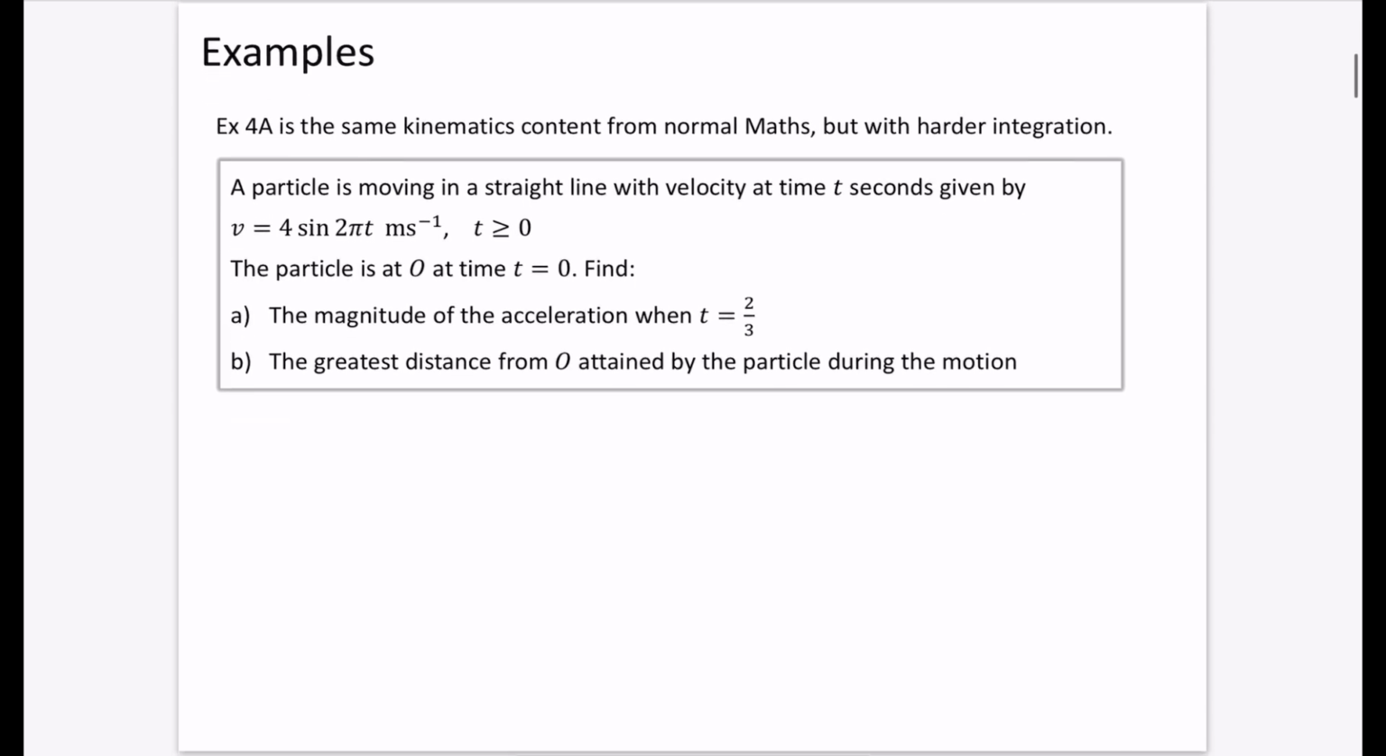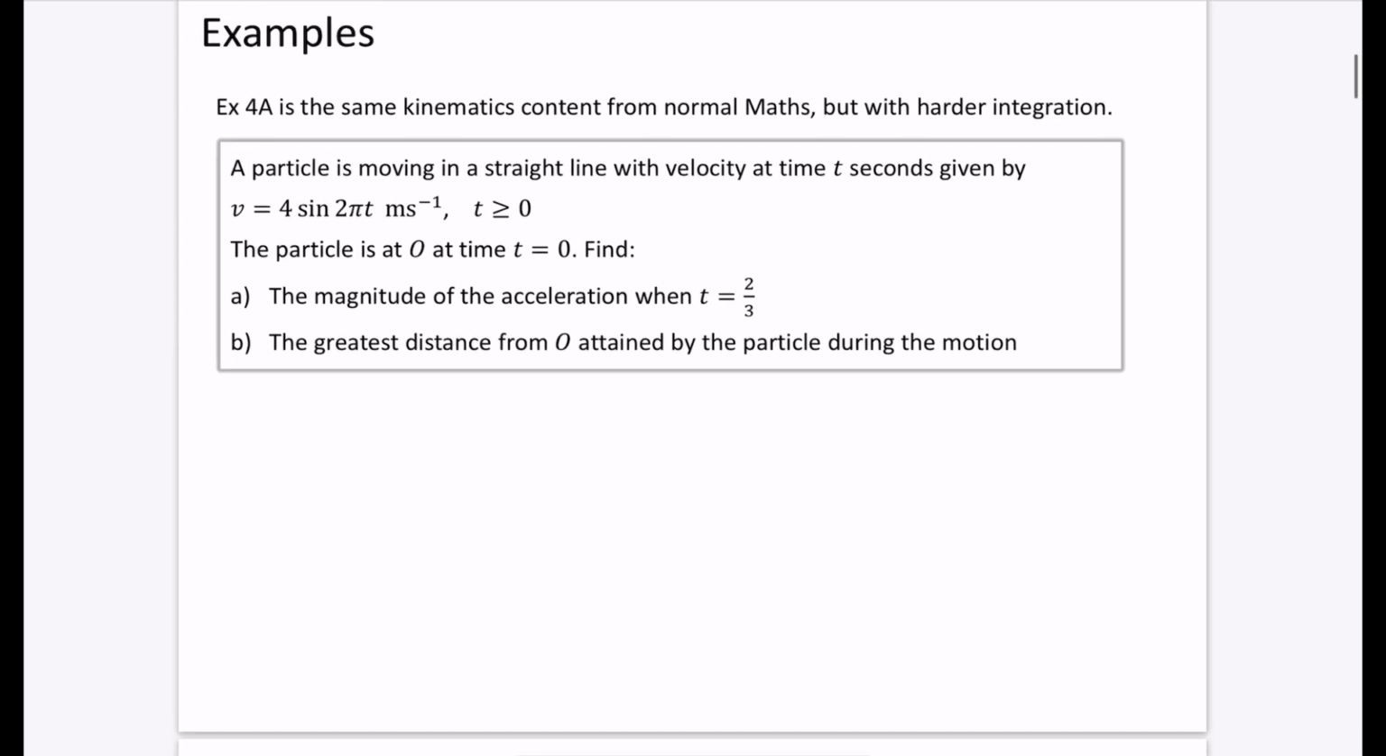So I've said here that exercise 4A is the same kinematics content from normal maths, the same variable acceleration stuff, but often the integration might be a little bit harder. So if you are doing this in a school, you're going to want to make sure that your teacher has shown you how to do all of the different bits of integration. And at some point, I'm hoping to do a crash course in integration, just to give you how to integrate as quickly as possible without having to learn the whole chapter.